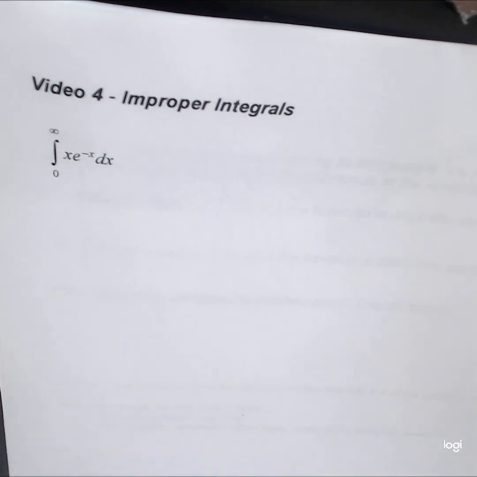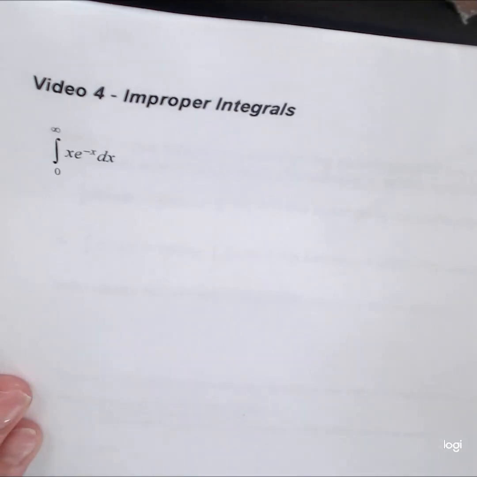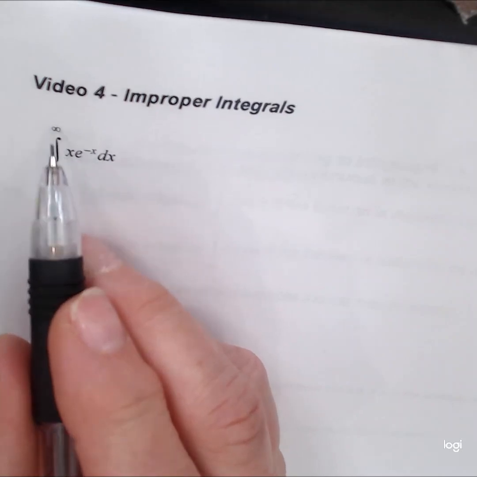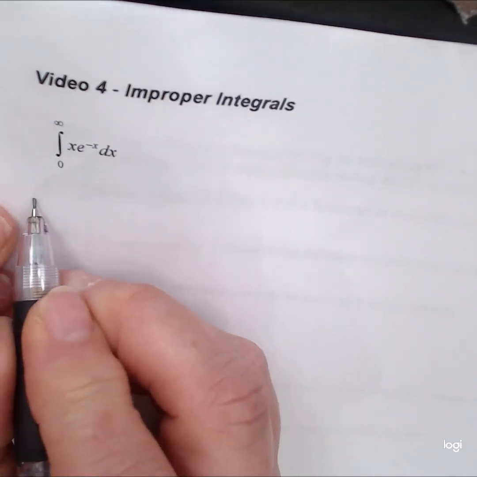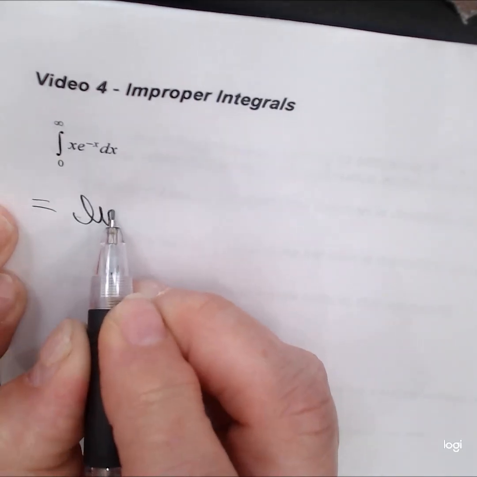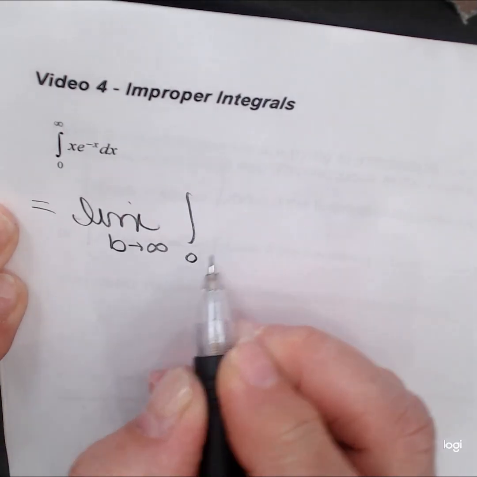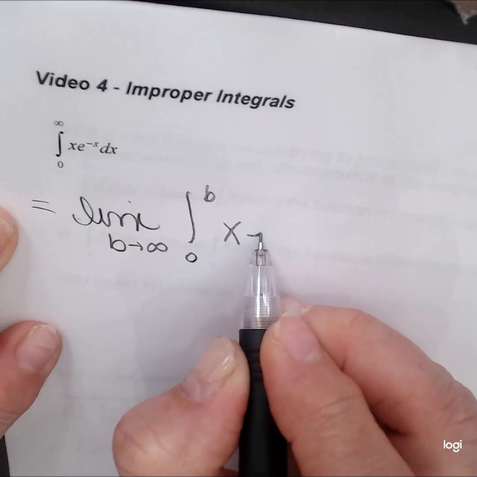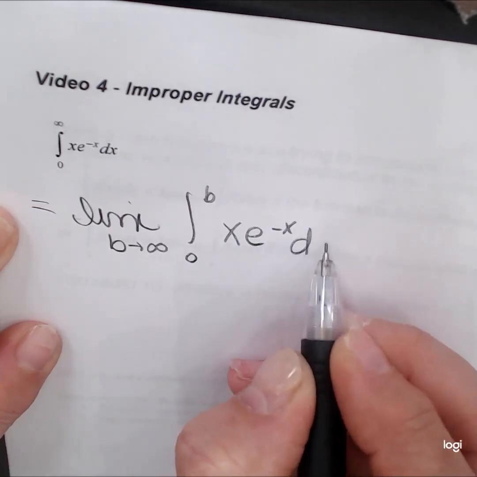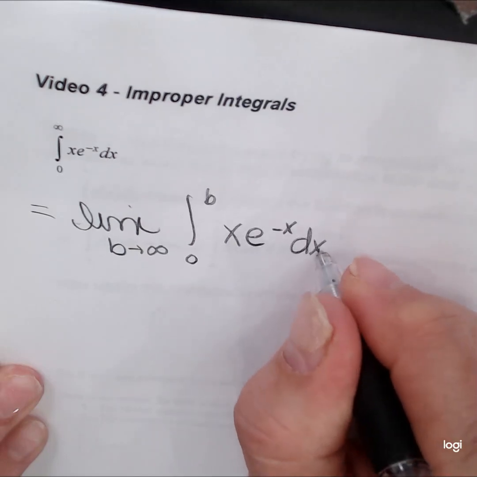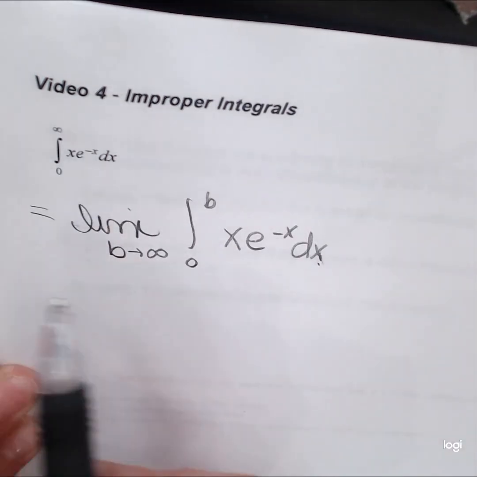Okay, let's look at another example of an improper integral having infinite bounds. Remember, if we have the bounds at infinity, we're going to rewrite this as the limit as b approaches infinity of the integral from 0 to b of x e to the negative x with respect to x. And you can just remember that wherever your problem area is, you can always write it the same.